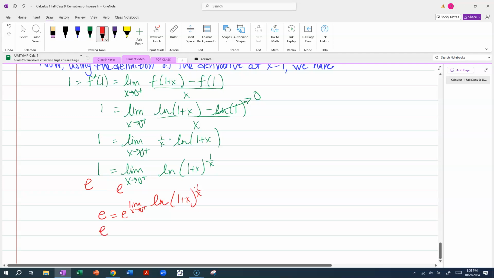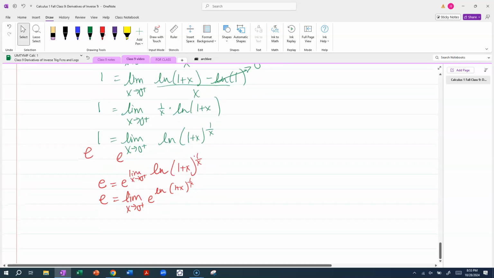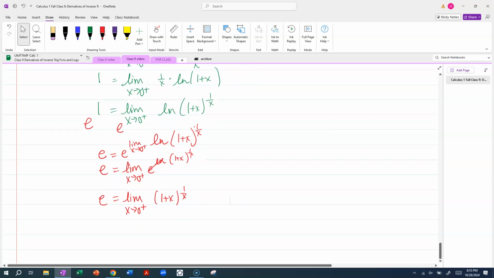And so this would be e is equal to the limit as x goes to 0 from the right of e to the natural log of 1 plus x to the power of 1 over x. And these would simplify. And so I get e is equal to the limit as x goes to 0 from the right of 1 plus x to the power of 1 over x. That's kind of fun.